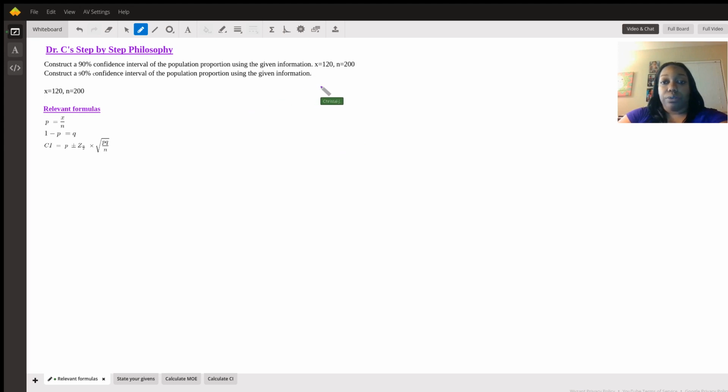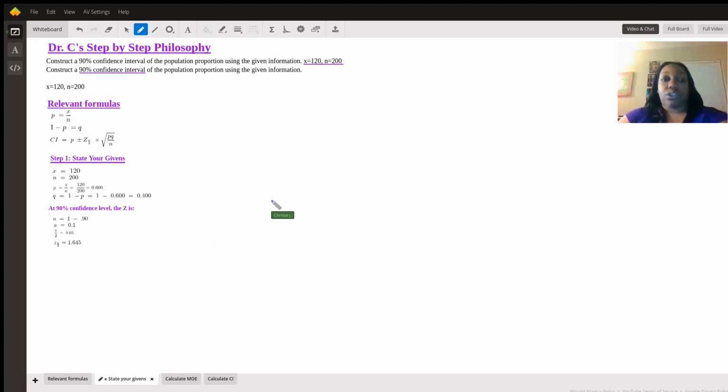So the first step that I always recommend that people do, and it's not really a step, it's just taking on good habits, is to write down the formula for proportion, which is always going to be x over n, the formula for q, which is always 1 minus the proportion, and then the confidence interval. So when it comes to proportion, we have the proportion plus or minus the z critical times the square root of p times q divided by n. The z critical times the square root of p times q divided by n is what's known as the margin of error, and we're going to walk through how to calculate all of that.